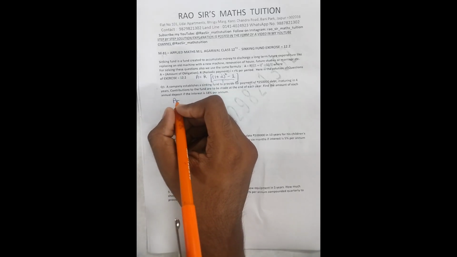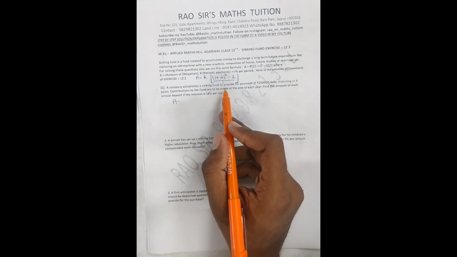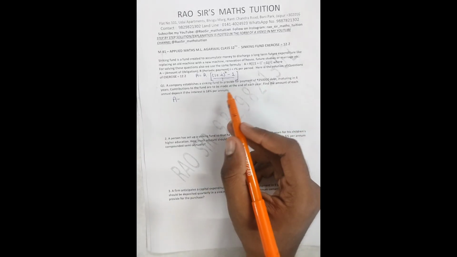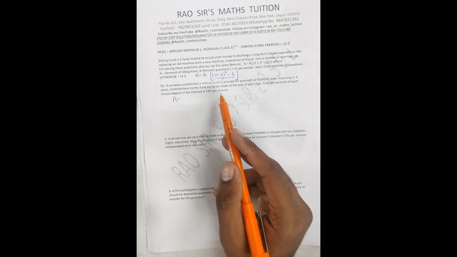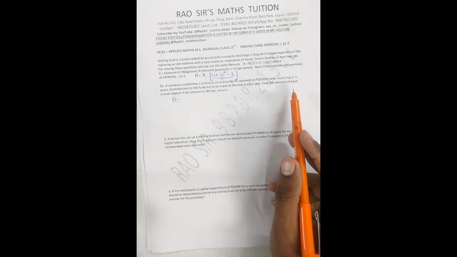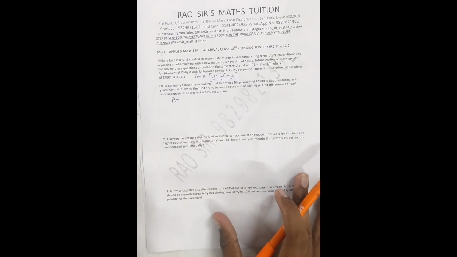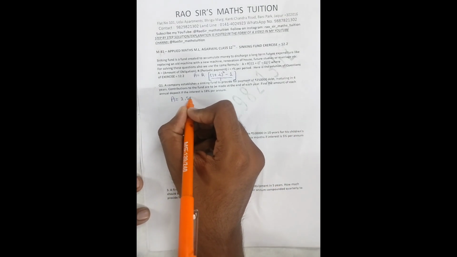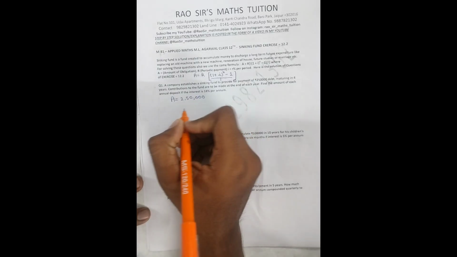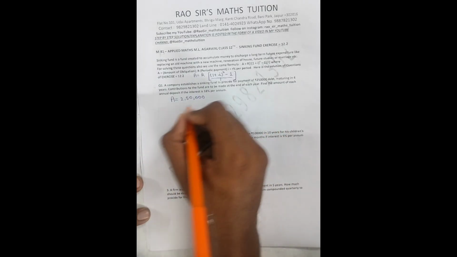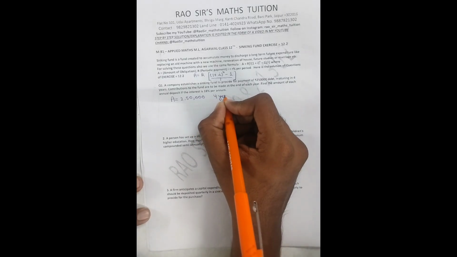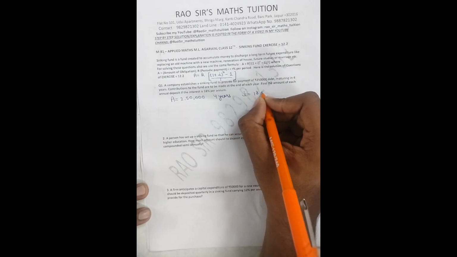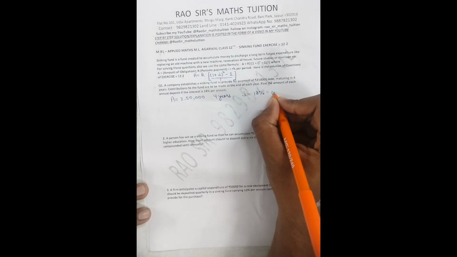A company established a sinking fund to provide for payment of a 2,50,000 debt maturing in 4 years. Contributions to the fund are to be made at the end of each year. Find the amount of each annual deposit if the interest is 18% per annum. So here A is 2,50,000. You have to write a little bit closer in one line so that you have sufficient place to completely solve the question within that space.